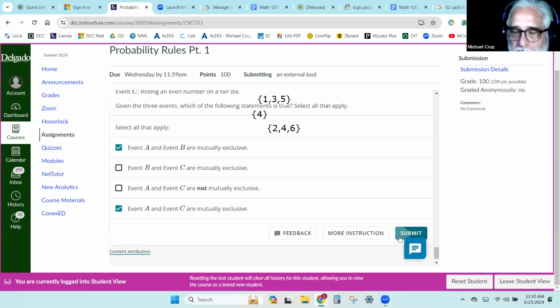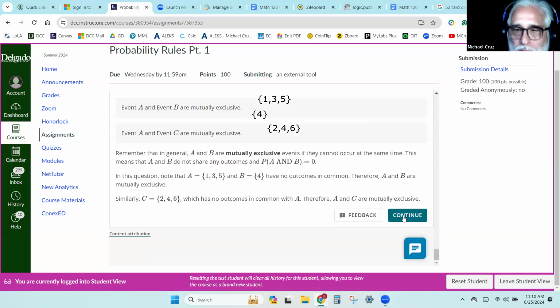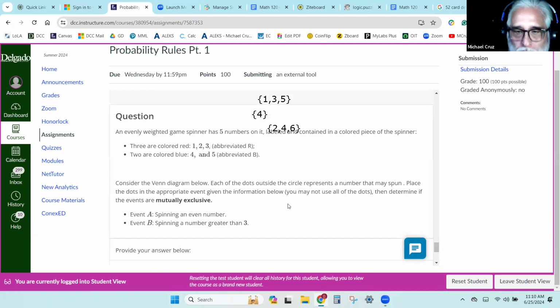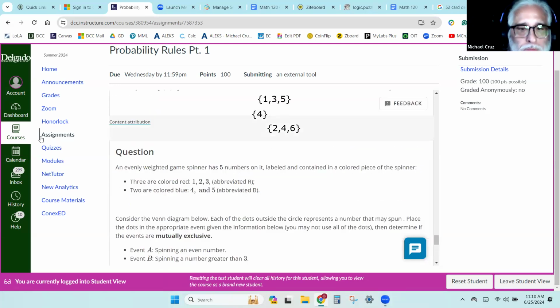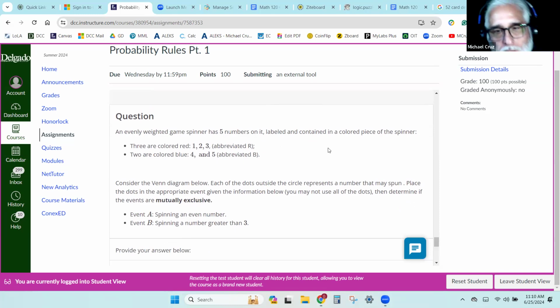All right, let's see. So there are... an evenly weighted game spinner has 5 numbers on it, labeled and colored.